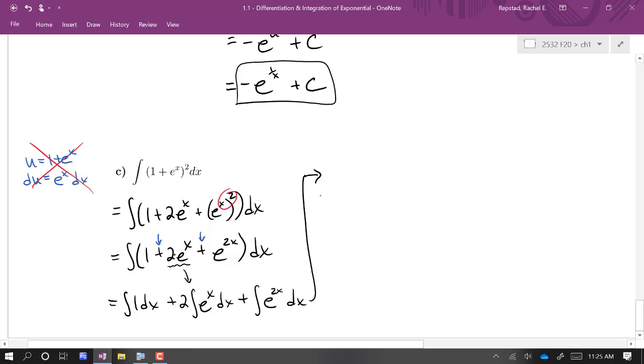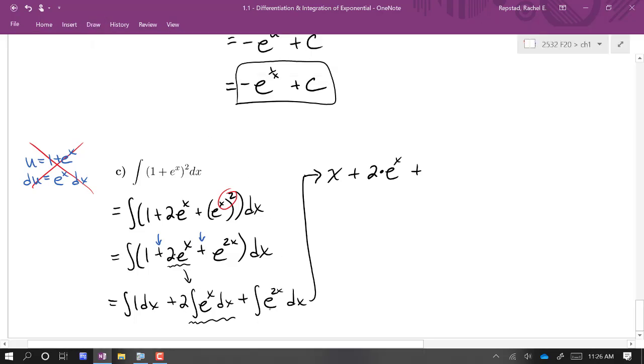So the first integral, the integral of 1 dx, we know the integral of 1. The function whose derivative is equal to 1 is just x. And then I have 2 times the integral of e to the x dx. Well, that's e to the x. It is its own derivative. And for the last integral, I've got not just e to the x, but e to the 2x. I've got e to some stuff.